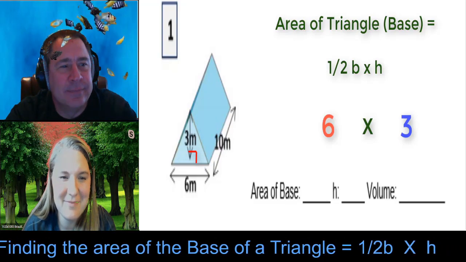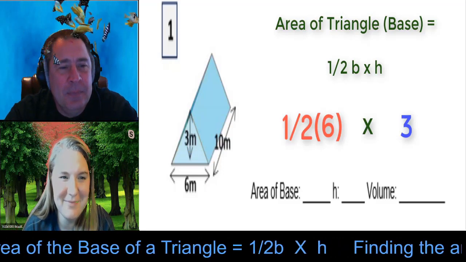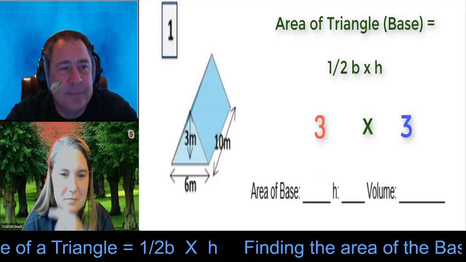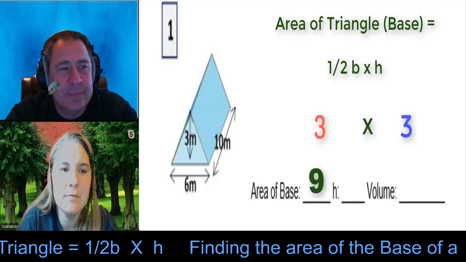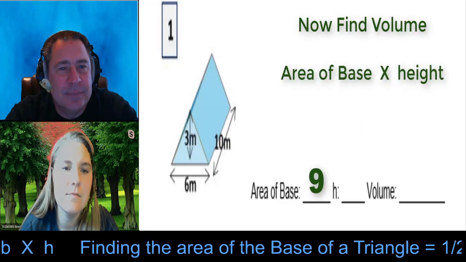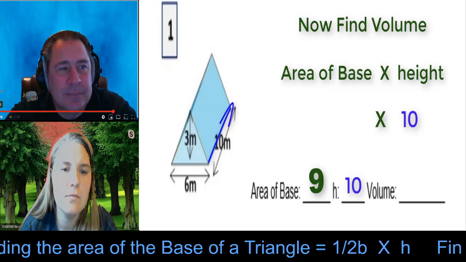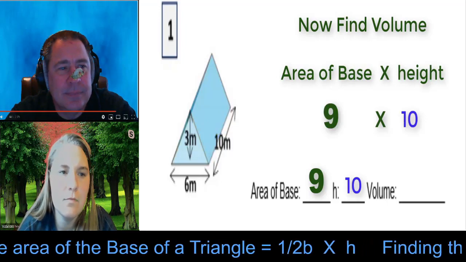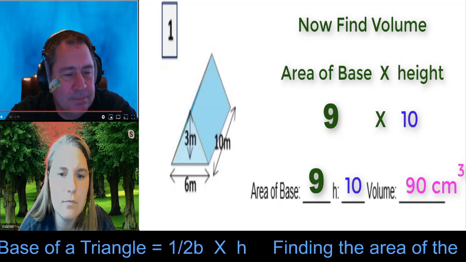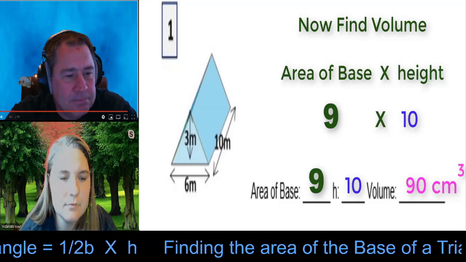So 1/2 of the base is 6, so 1/2 of 6 is 3. Multiply that times the height. 3 times 3 is 9, and the area of our base is 9. Now we are going to take the height of the prism, which is 10, and multiply it times the area of our base. 9 times 10 is 90. So we get 90 centimeters cubed, and that's how we find the volume of a triangular prism.